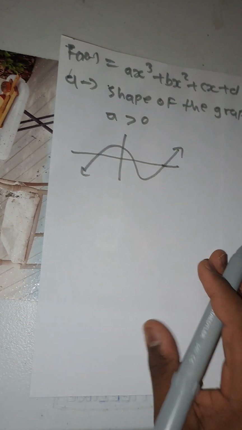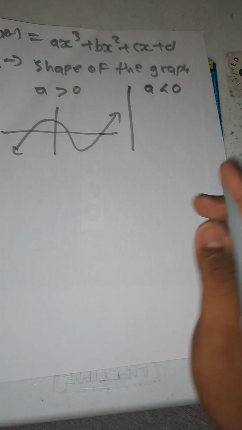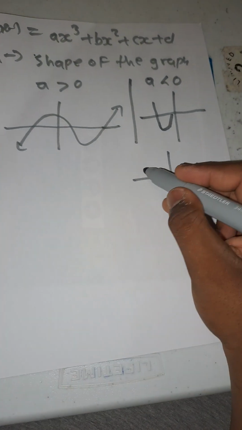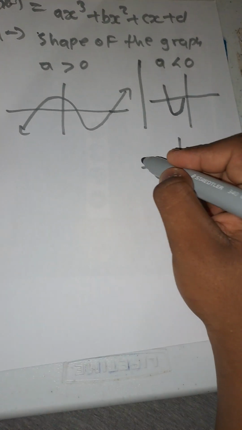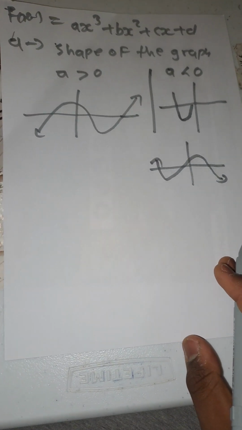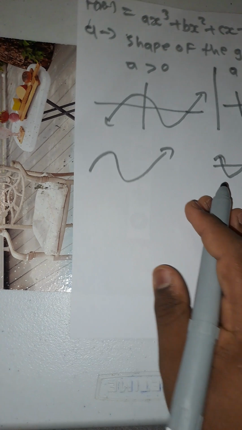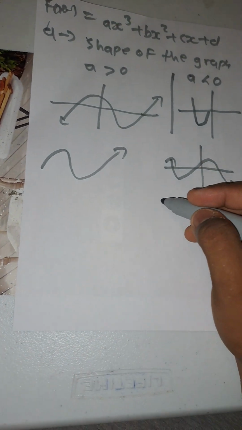Let's continue about the role of d. Before I go to the role of d, let me show you where a is less than 0. When a is less than 0, it is like this. But I have messed up. Let me try again. It must be something like this. So basically, it goes up and then goes down, something like this.